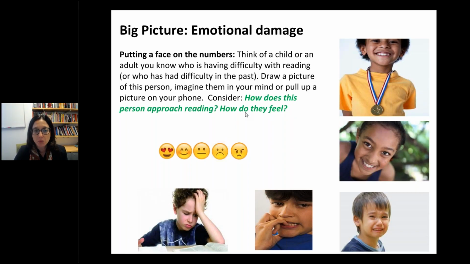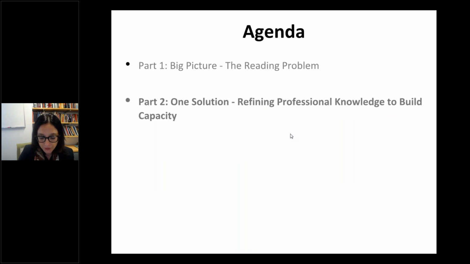These are individual kids with now emotional damage, and the earlier that we get to them, and the earlier that we apply the reading science, the greater chance we have to help them avoid this situation of feeling bad about themselves. So that was part one, the big picture, which I know isn't the most uplifting news, but the rest of the presentation is going to be more positive. But I'm hoping that by starting with the problem, you guys also feel, everyone listening, that we can all be a part of the solution.